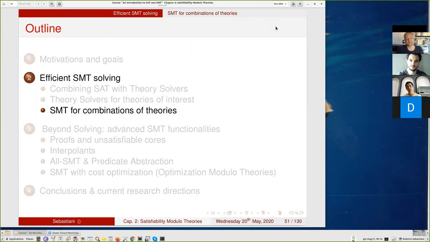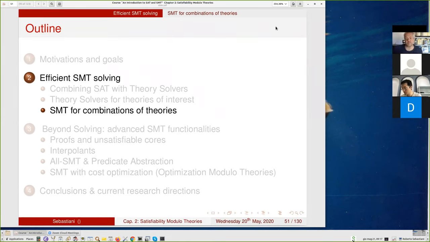Okay, so today, the topic of today is the combination, how to deal with the combination of theories. Okay, so we have seen the idea of SMT as a combination of a subsolver for a theory-specific solver. But then from the very beginning of this chapter, we have seen that most often the formulas are built on a combination of theories.